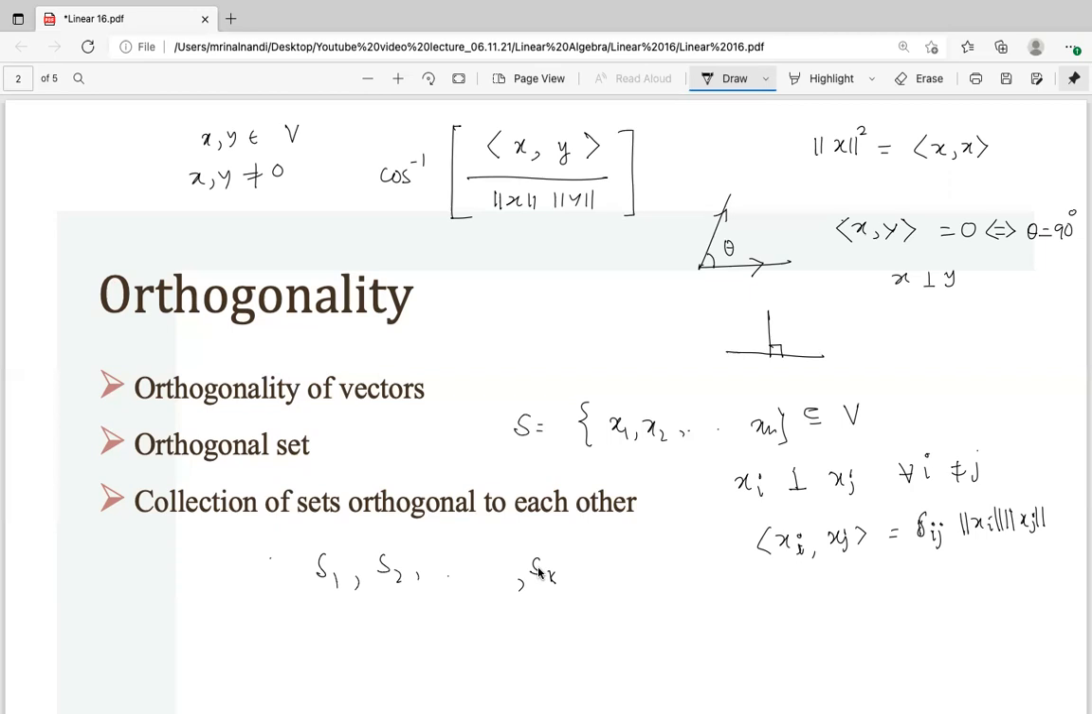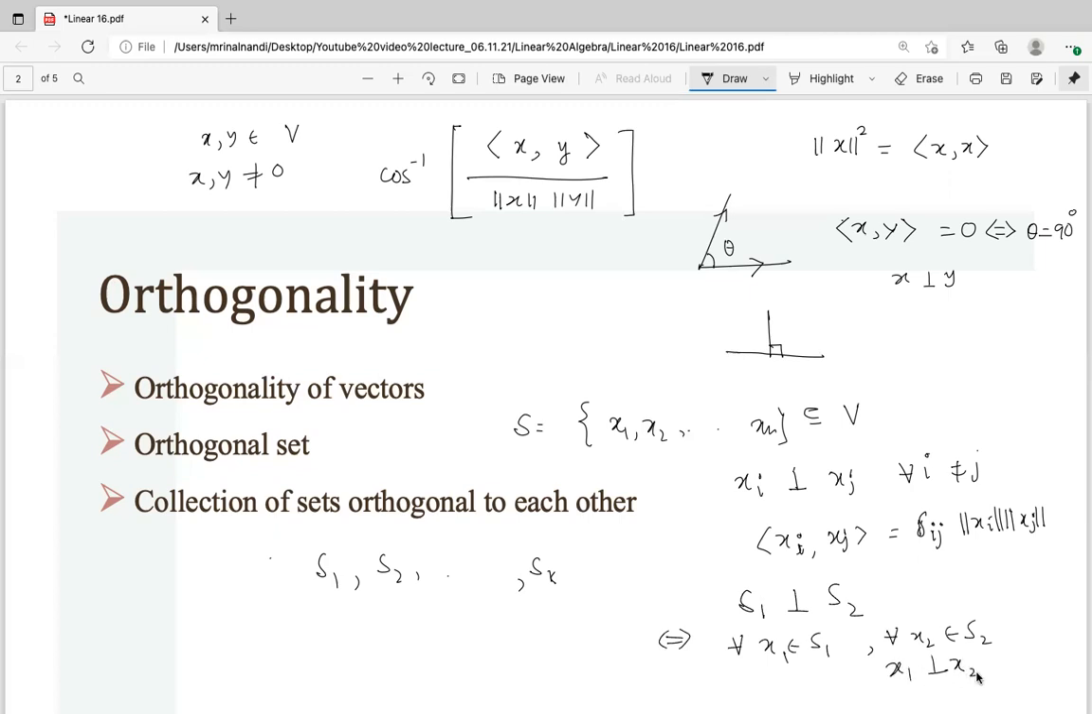So S1 has say 3 vectors, S2 has say 5 vectors. This collection of sets is called orthogonal to each other. So if we say S1 is orthogonal to S2, that means each vector of S1 is orthogonal to S2. So this whole collection is orthogonal to S2 means that for all x1 belonging to S1 and all x2 belonging to S2, x1 is perpendicular to x2.